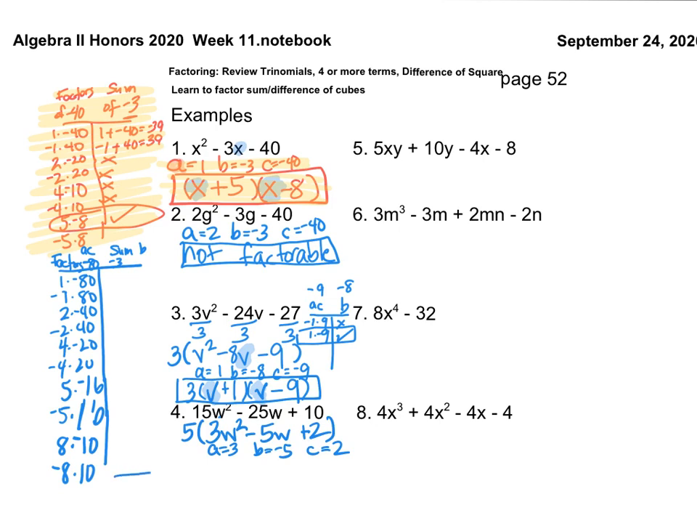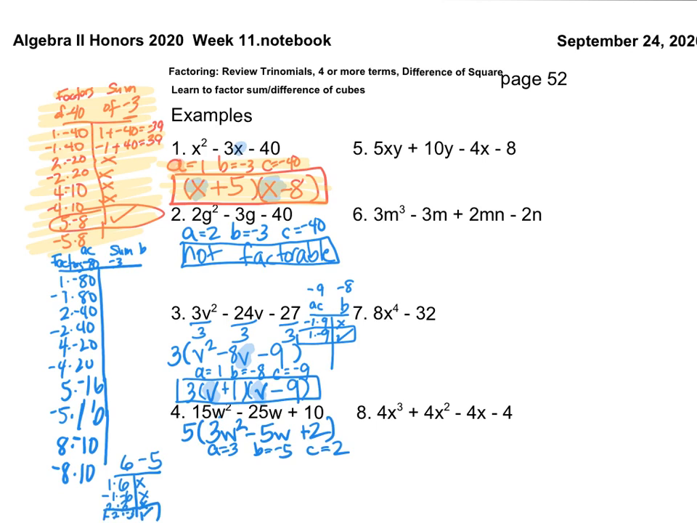I need my chart. I'll do it over here on the left. A times C is 6. Sum of B is negative 5. And factors of positive 6. Positive 1 times positive 6, or negative 1 times negative 6. Positive 1 plus positive 6 is 7. Negative 1 plus negative 6 is negative 7, so that won't work. Positive 2 times positive 3. Negative 2 times negative 3. 2 plus 3 is positive 5. Negative 2 plus negative 3 is negative 5. So that last pair is what works for me.